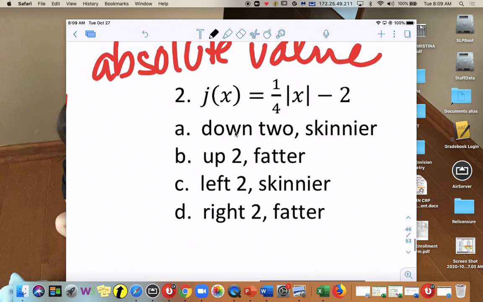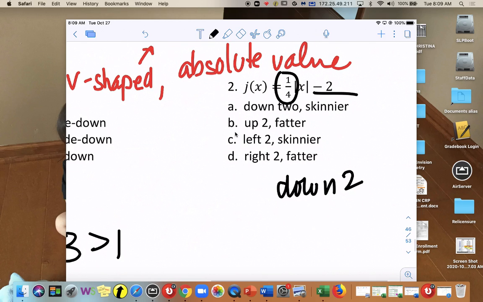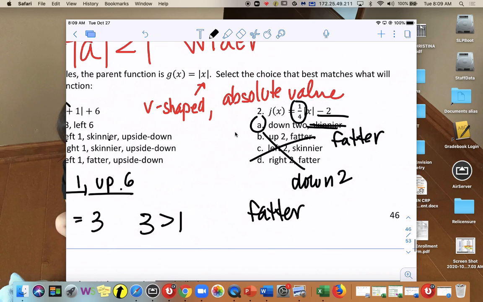All right, let's take a look at this one right here. This one just goes down 2. And our absolute value is less than 1, so this is going to be fatter than the original. And it's positive, so it's not going to be upside down. So it's going to be down 2, and fatter than the original. Do I see this? Down 2, skinnier. So I guess I don't have the right answer here. This is going to be down 2, so we'll cross this out. It'll be down 2, but fatter than the original. I apologize for my typo.